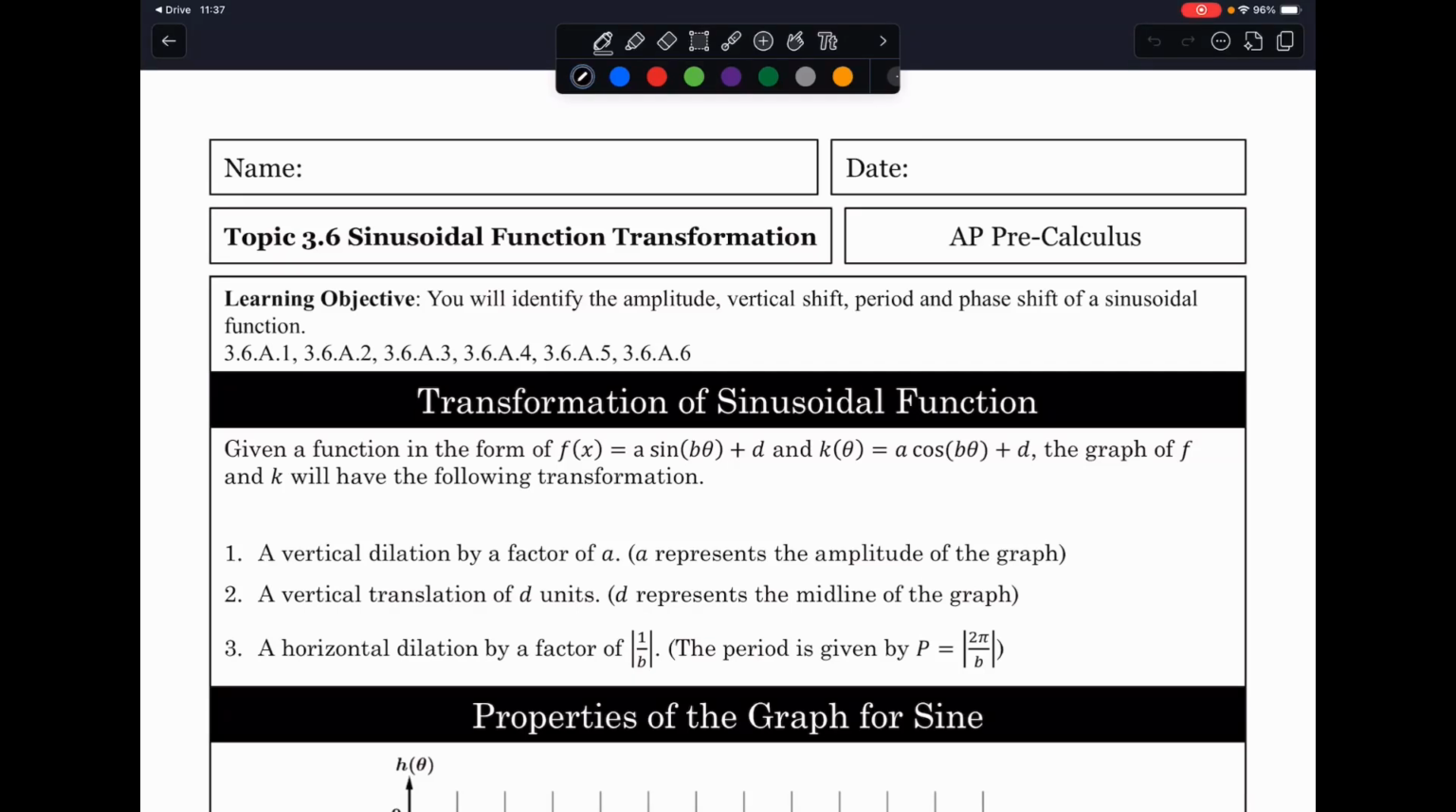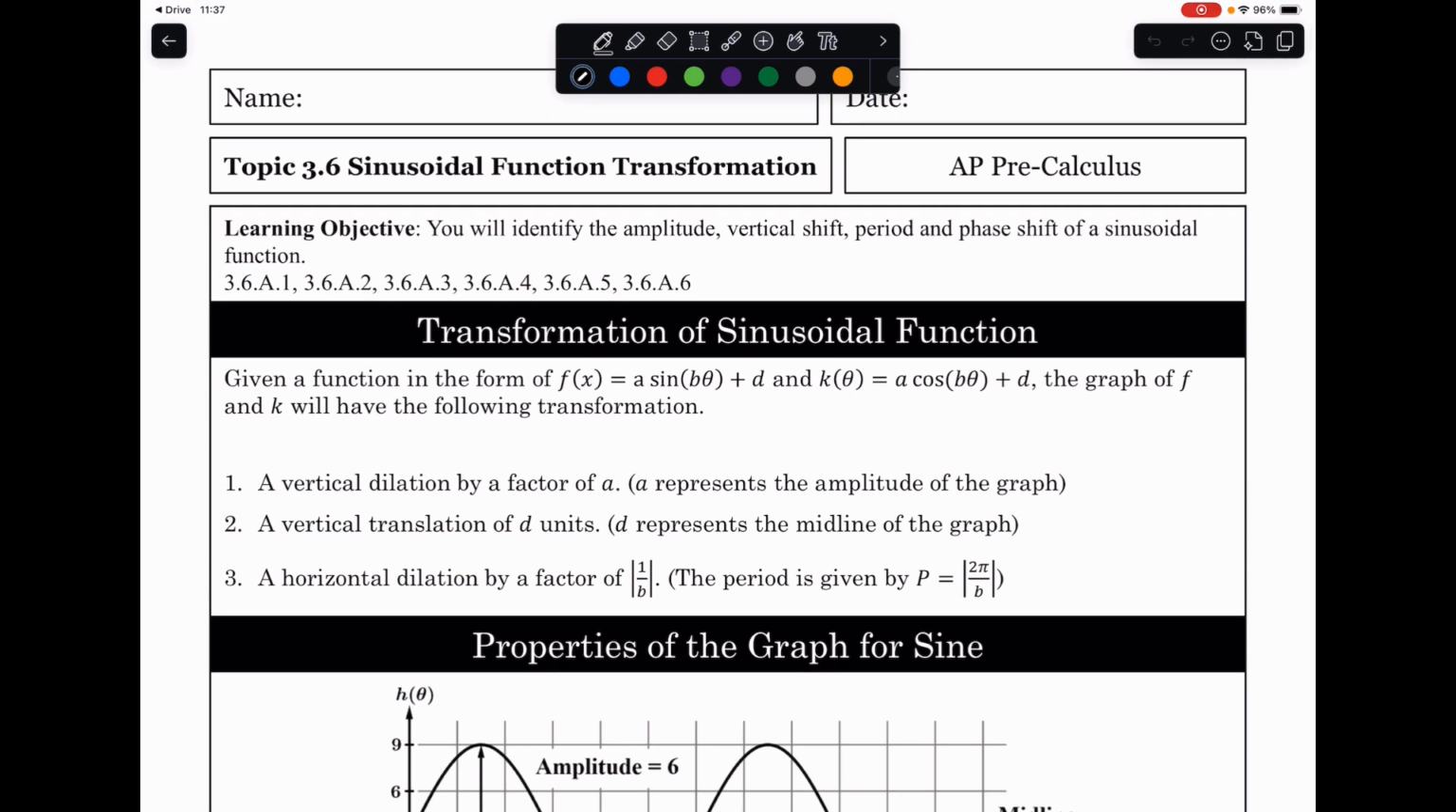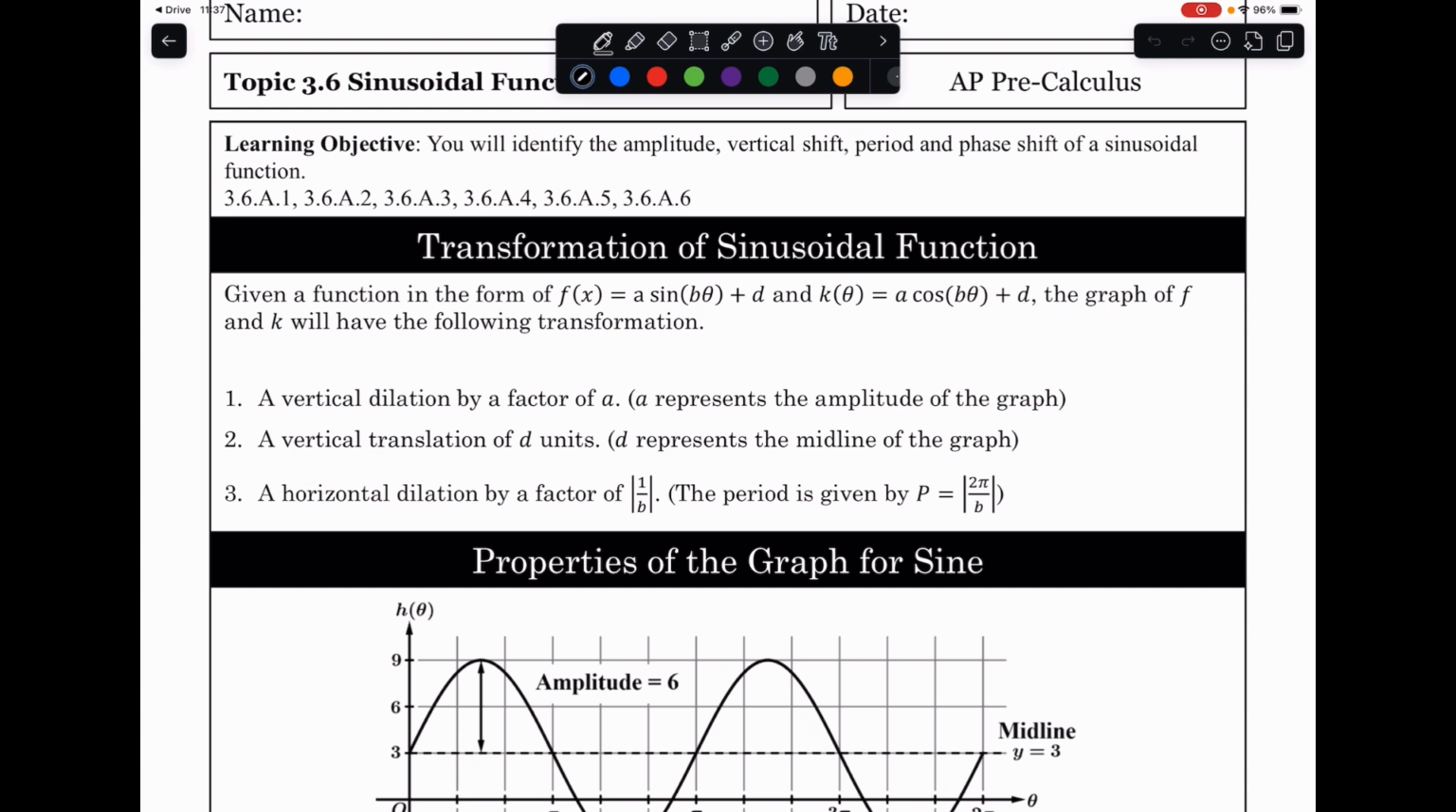Hello class. In topic 3.6, sinusoidal function transformation, you will identify the amplitude, vertical shift, period, and phase shift of a sinusoidal function and how it correlates to the actual equation itself. Now, given the function in the following form, a times sine of b times theta plus d, and k of theta, where you have cosine of that, the graph of f and k have the following transformations. The value of a in both of these functions is going to be a vertical dilation, which represents basically the amplitude of the graph.